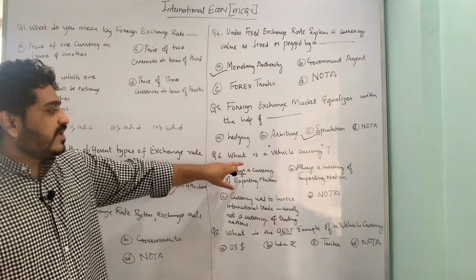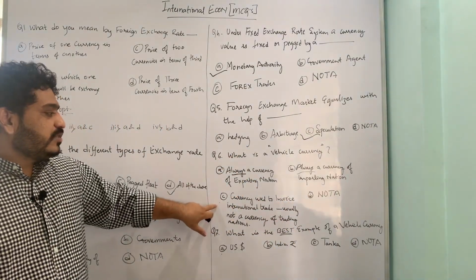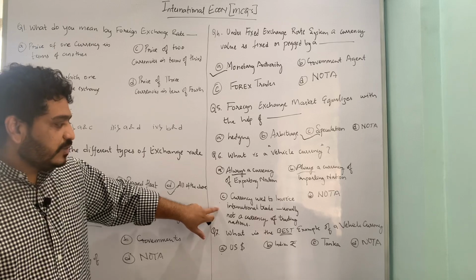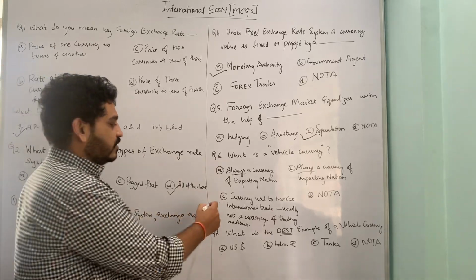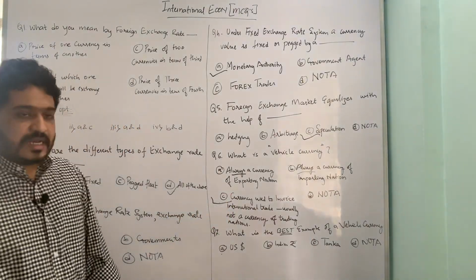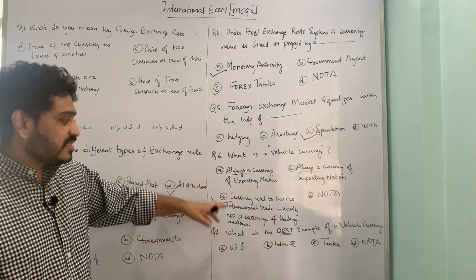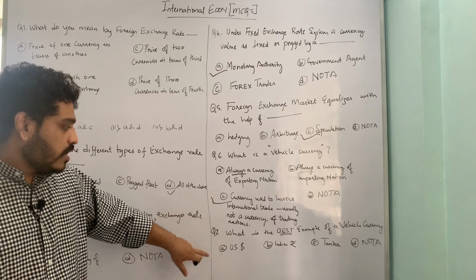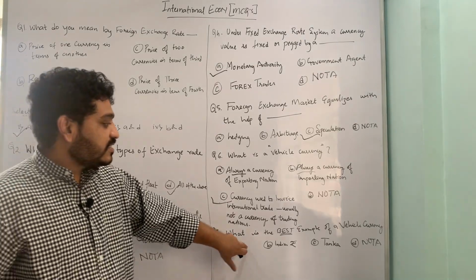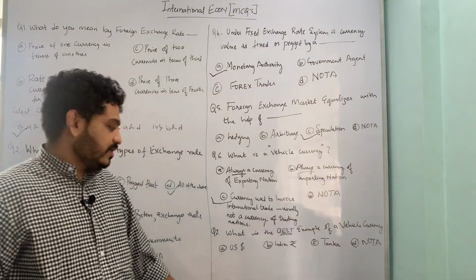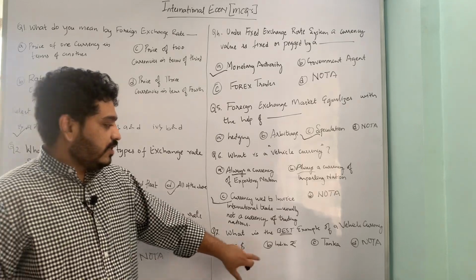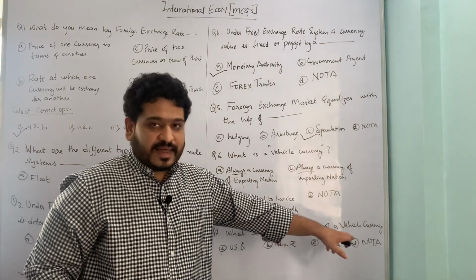So here a vehicle currency is a currency which is used to invoice international trade, usually not a currency of the trading nations. So this is the correct answer. This is a vehicle currency. Let me give you a sense of what a vehicle currency is with the help of an example, because the next question is talking about that. The next question is, what is the best example of a vehicle currency? So we have US dollar, Indian rupee, taka, and none of the above.